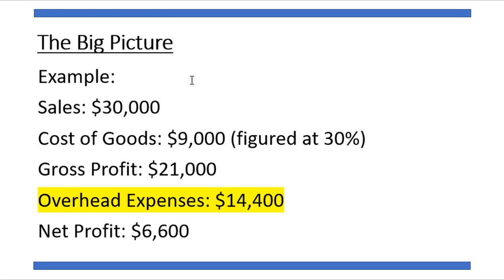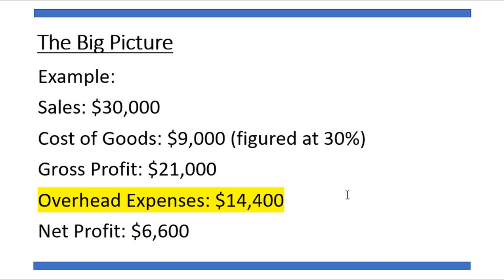We brought in $30,000 worth of revenues. From that $30,000, $9,000 was cost of goods. That was the amount that we spent producing or procuring our products. In this example, I'm using a number of 30%, so our cost of goods was 30%. That left us with a gross profit of $21,000. You come up with gross profit by taking the amount of sales minus the cost of goods.